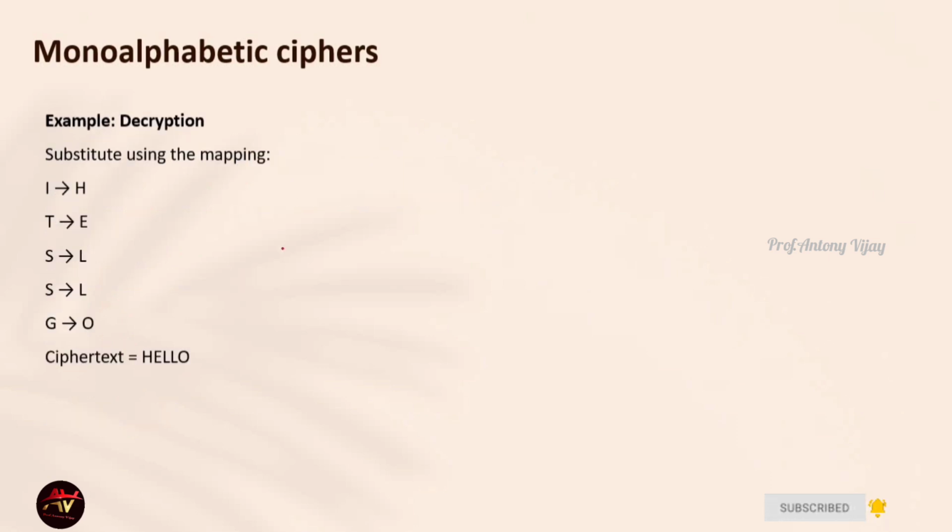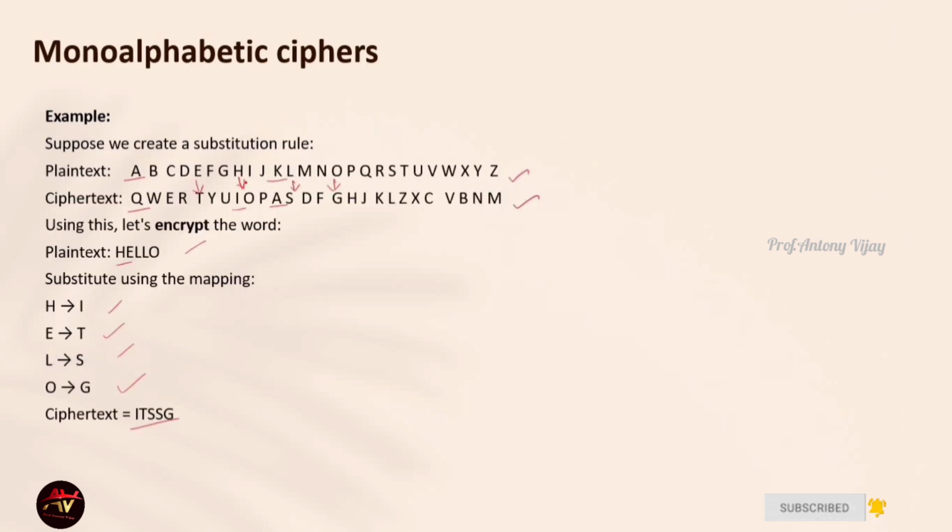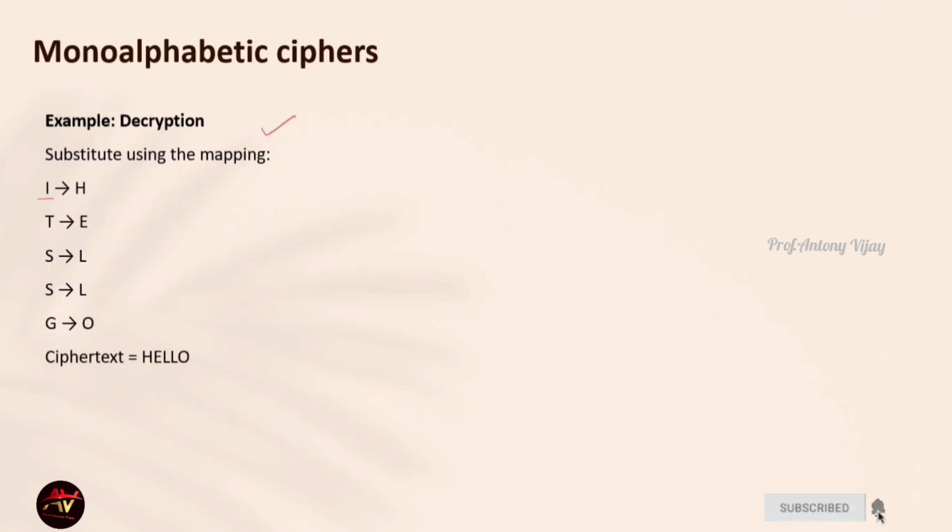Now we go for decryption. In the decryption part, we are reverse the process. We already got ITSSG. In the place of I, we have to reverse the process. See here, it is H to I, so we have to move upward. In the place of I, we have to use H. So it is H, and for T, E, and S is for L, and G for O. We reverse the process and we get hello back. This is what is called the monoalphabetic cipher.